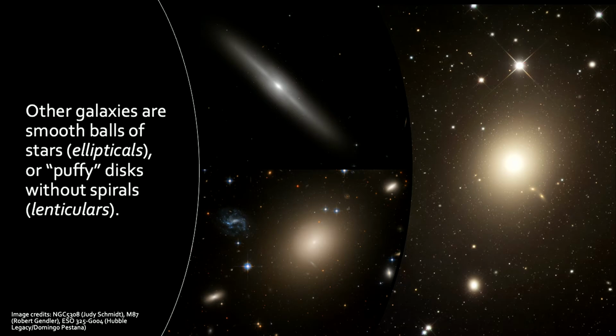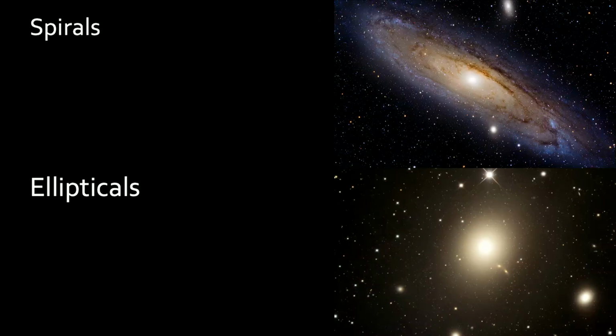You can see another one in the bottom left here, and on the top left, you can see an example of an intermediate shape of galaxy, which is called a lenticular galaxy. These galaxies have a disk-like shape similar to the spiral galaxies, but it's kind of puffier and thicker, and they don't have the spiral arms.